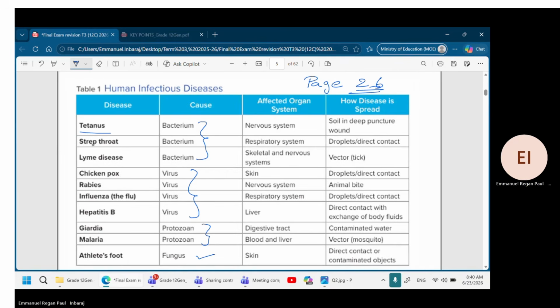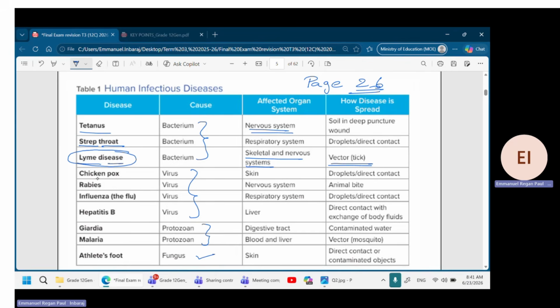Tetanus, strep throat, Lyme disease. This Lyme disease, you must concentrate more, because many times they have asked about it in the past. Lyme disease is caused by bacteria and it is spread by a vector. They affect the skeletal and the nervous system. Tetanus is affecting the nervous system.